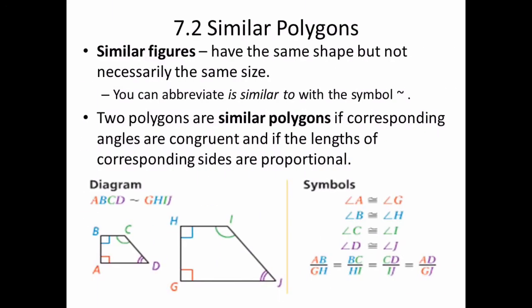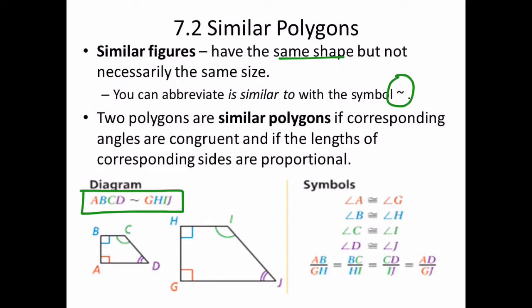Similar figures have the same shape, but they're not necessarily the same size. And you always use this symbol here when we're talking about similarity. So you might notice this down here. This actually reads, ABCD is similar to GHIJ.